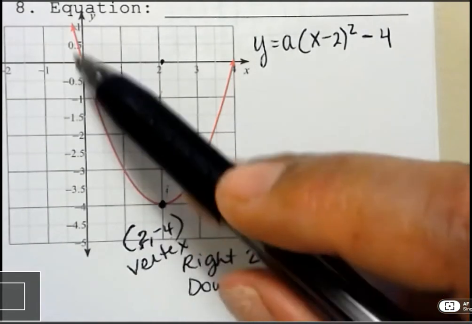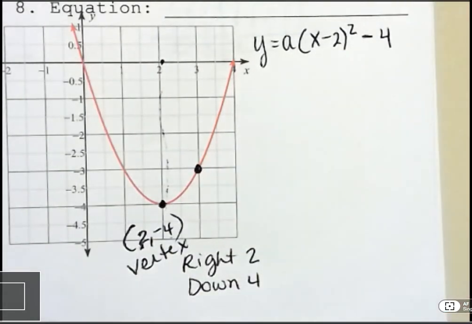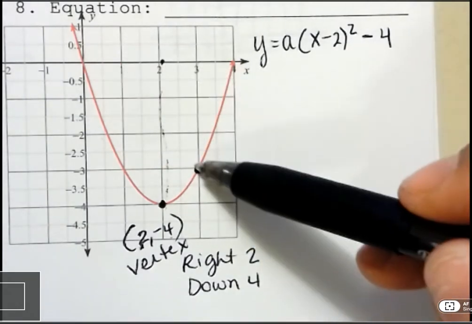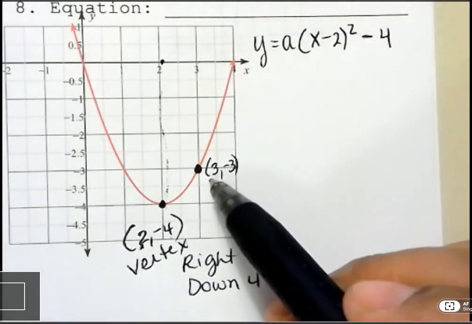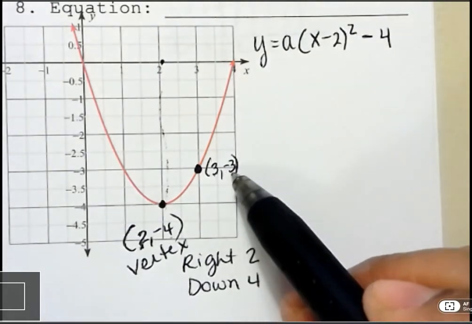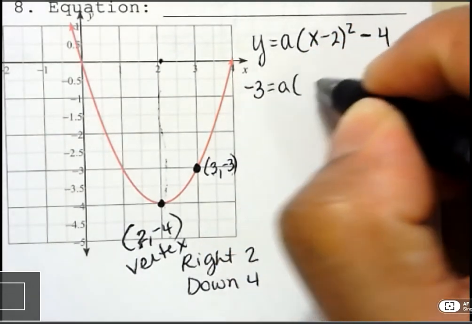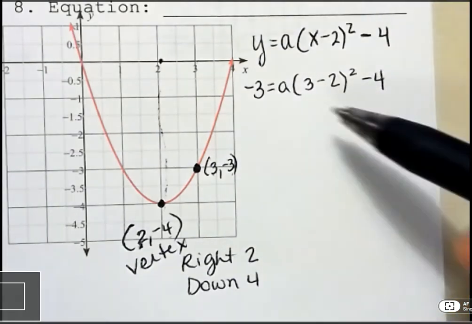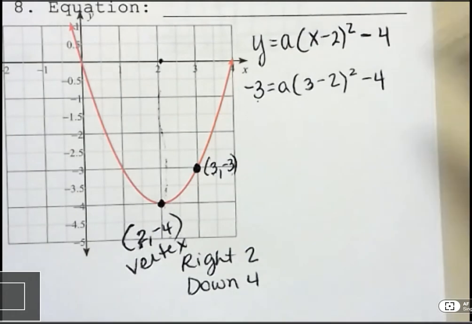Next, you need to identify a point on the graph. So I'm going to go with this one, a different point than the vertex, okay? This point is (3, -3). Okay. So the x is 3 and the y is -3. So I plugged in 3 for x and -3 for y, and now I'm going to solve for A.